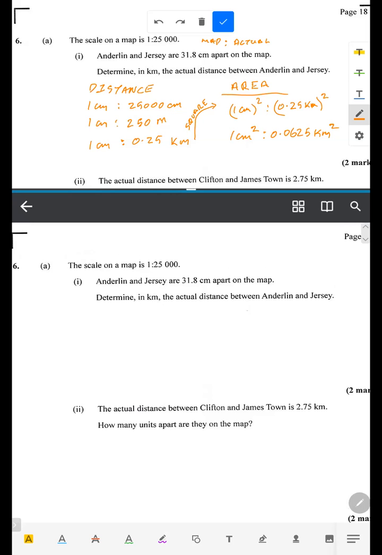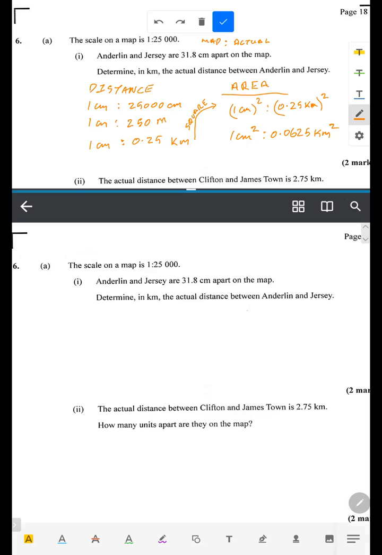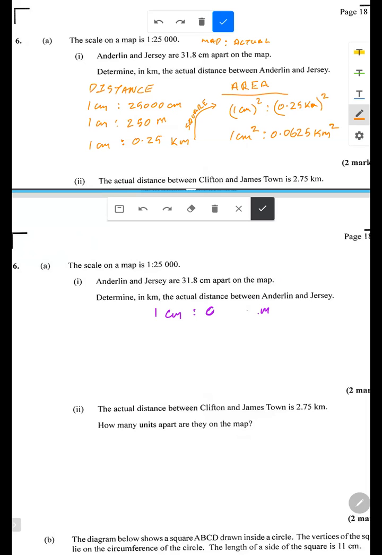1 centimeter to 0.25 kilometers. Right? Let's write that back. You want the 1 centimeter to become 31.8, so I have to multiply by 31.8. So I'll have to multiply the ratio by 31.8, because I want the 1 centimeter to become 31.8. So multiply both sides of the ratio by 31.8.